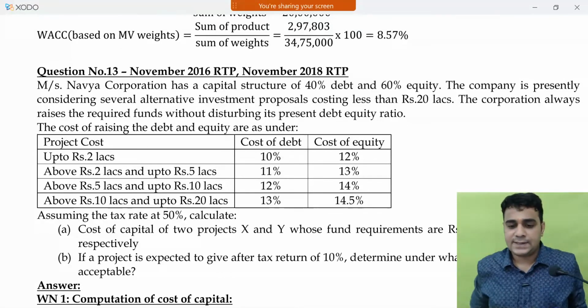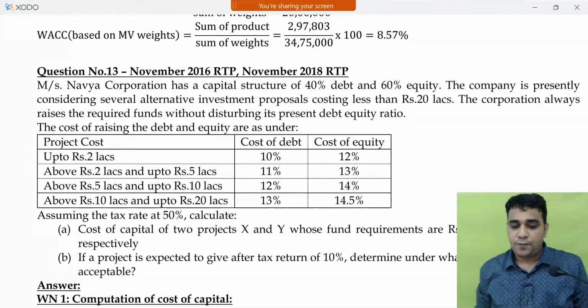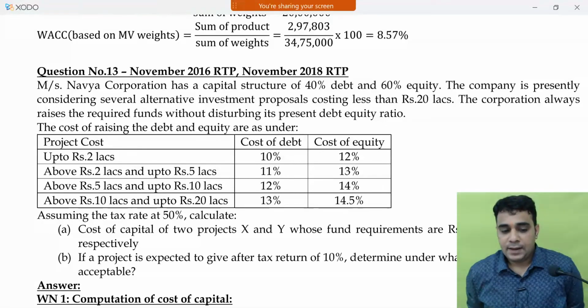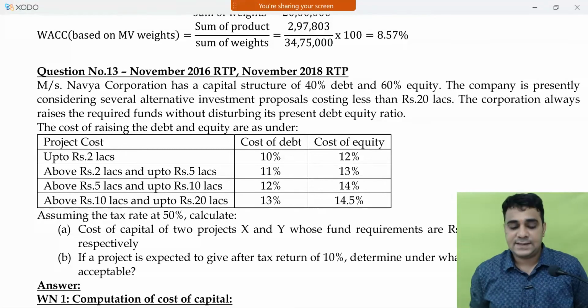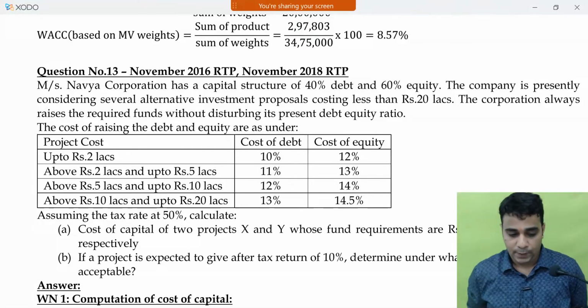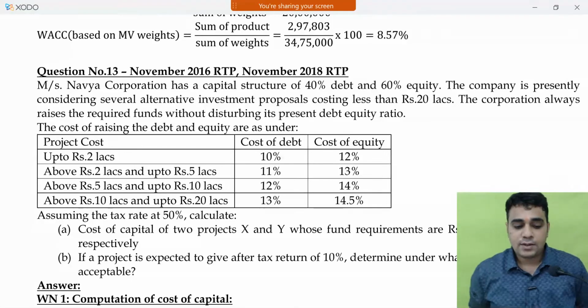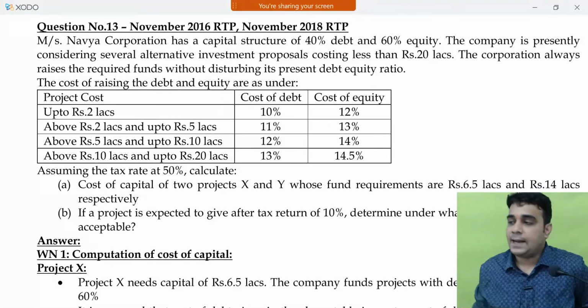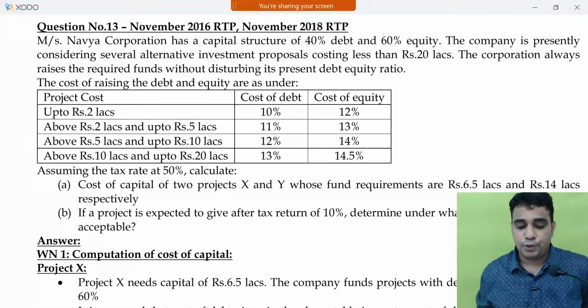Navya Corporation has a capital structure of 40% debt, 60% equity. Company is presently considering several proposals costing less than 20 lakh. Corporation always raises the required funds without disturbing the debt equity ratio. Project cost up to 2 lakh, above 2 lakh and up to 5 lakh, above 5 lakh and up to 10 lakh, above 10 lakh and up to 20 lakh.